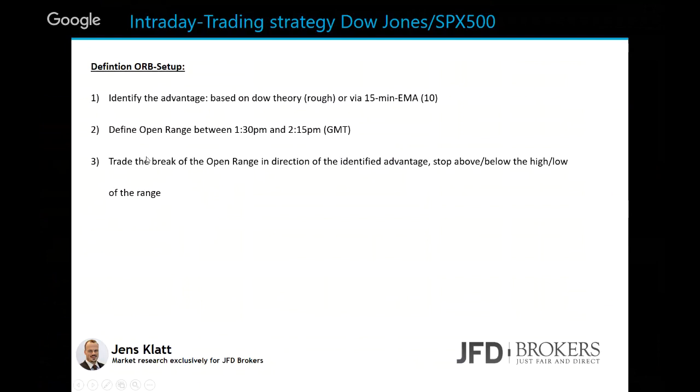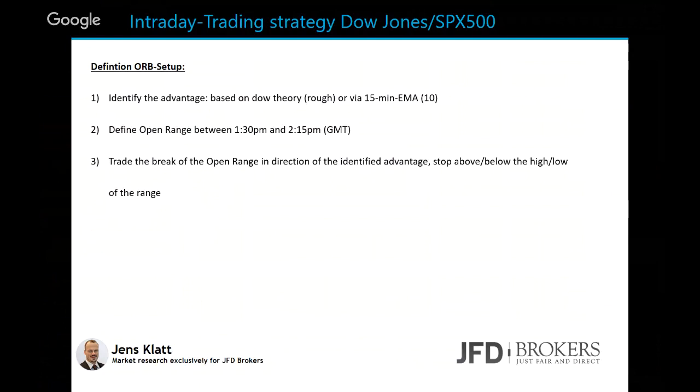So we wait for the open range to develop, and then we look at whether we are trading above or below the exponential moving average 10 on a 50-minute time frame. If we're trading above, we are only going long. If we're trading below, we are only trading short. And at the end, we'll just see whether this break occurs or not. That's the setup here.